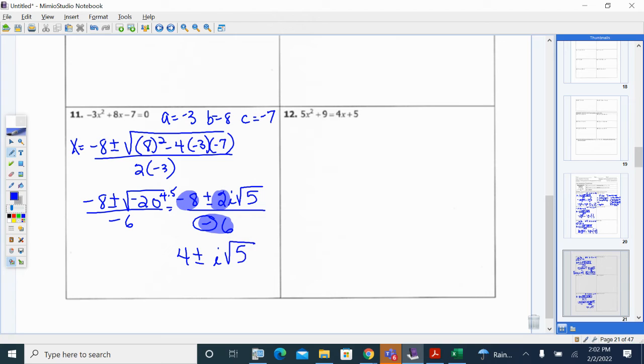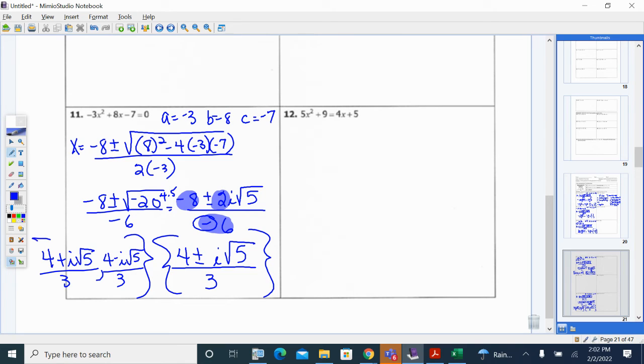Now what you're going to notice is I don't put a negative right next to that i, and here's why. There is a plus and a minus in front of the i, so the i is already negative. I don't need another negative to tell me that. And then negative 6 in the denominator divided by negative 2 gives me a positive 3. So there is my answer for number 11. And again, you might see that answer written out with both the plus and the minus. So you might see it written either way.